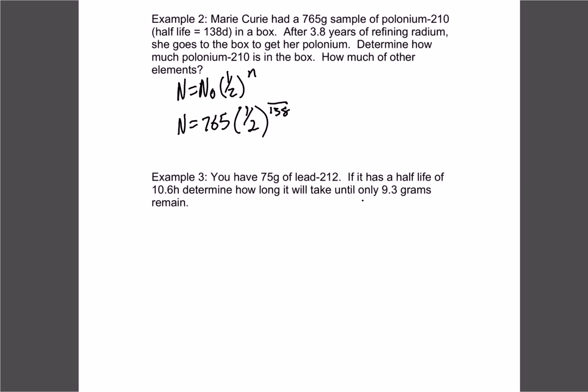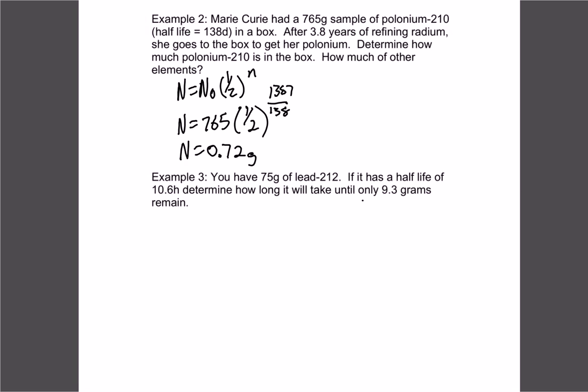So on your calculator, if you go 3.8 years times 365 days in a year, that gives us 1387. If we divide those, you can see it's roughly 10 half-lives. So we'd have 765 times 0.5 to the power of 10, or you can just type in 1387 divided by 138, and that gives us 0.72 left over. So this was originally in grams, which means we only have 0.72 grams left over.